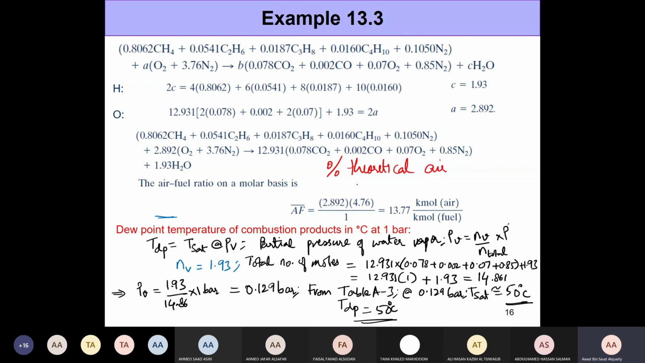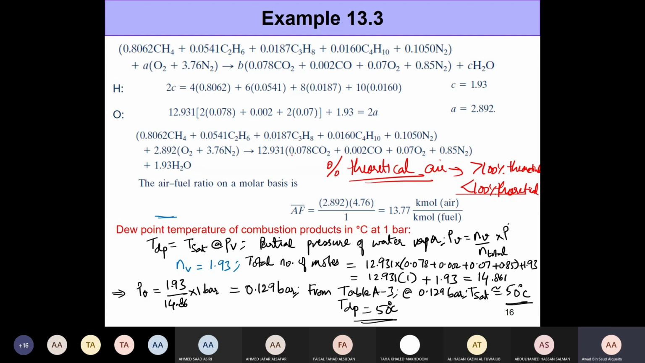Now, if you have to calculate the percentage theoretical air, theoretical air is the minimum amount of air that's needed for complete combustion. So percentage theoretical air tells us whether it's excess air or deficiency of air. If it's anything more than 100% theoretical air, that means we have excess oxygen or excess air in the fuel air mixture on the reactant side. If you have less than 100% theoretical air, that means you have a lack of oxygen on the reactant side.